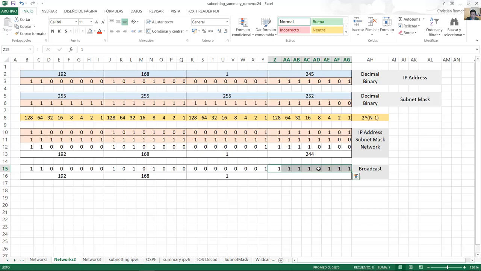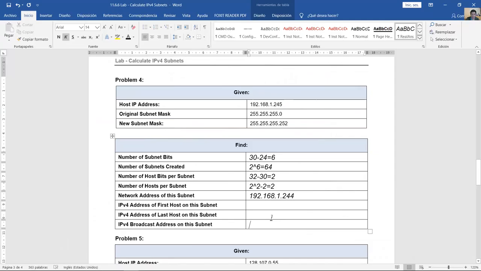Okay. 240 plus 4, 244 plus 2, 246 plus 1, 247. So the first host is 1 next to the network address, 245. The last host, 1 before the broadcast, is 246.